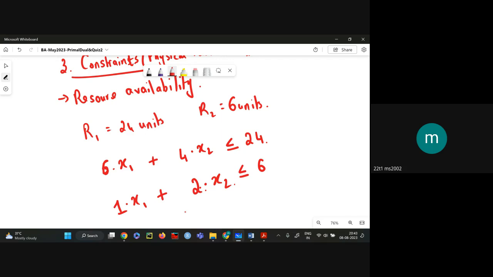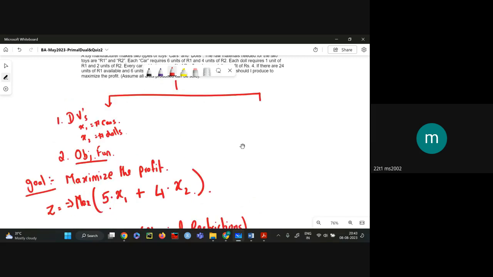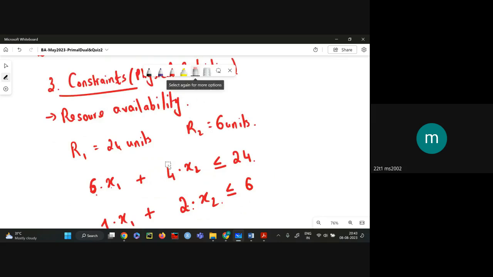Everyone with me so far? Please repeat this one. Okay. So I have 24 units of R1. And every time I produce one car, I would use 6 units of R1. And every time I produce one doll, I will use 4 units of R1 for the doll. Right? Each car requires 6 units of R1 and 4 units of R2. Each doll requires 1 unit of R1 and 2 units of R2. Okay. One second, I think I wrote the numbers wrong.